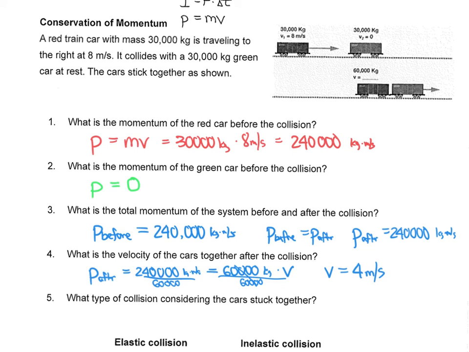Because you guys said in our momentum conference that if I have this mass moving at this speed and now I double the mass, it's going to move at half the speed to keep the momentum the same number and to keep it conserved, right? 4 meters per second. Perfect. What type of collision is this? Inelastic, because they stick together, but you knew that already.